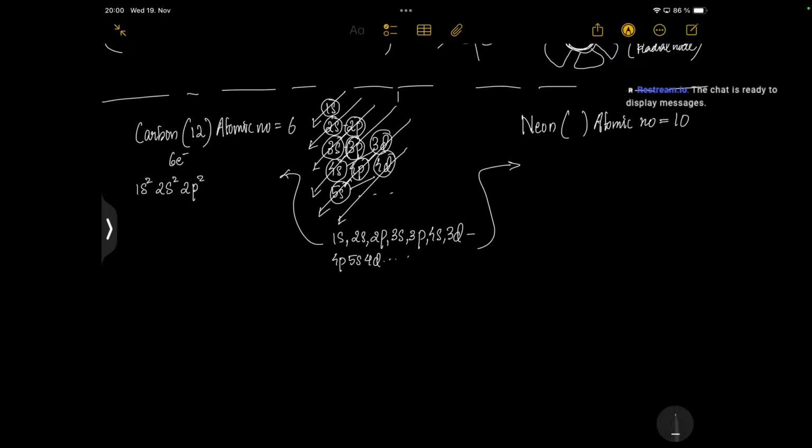Now for neon, it's gonna be 1s2, 2 electrons, 2s2, 2 electrons, and 2p6. That's gonna be for neon.